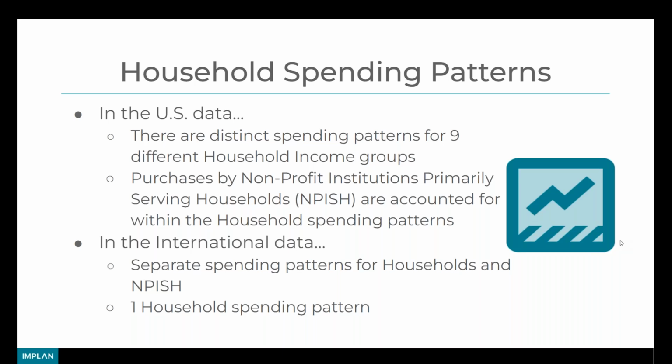One additional difference is that the US data has distinct spending patterns for 9 different household groups, which are grouped by household income. However, due to data limitations, the international product only has one household group, which represents all personal consumption expenditures. I will now pass it back to Michael, who will guide us through an analysis in the IMPLAN application.